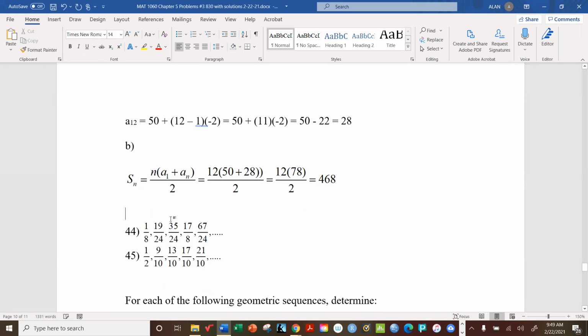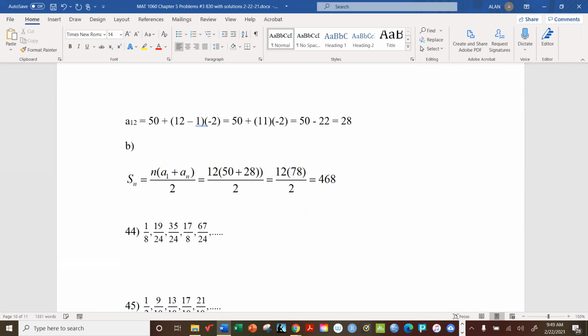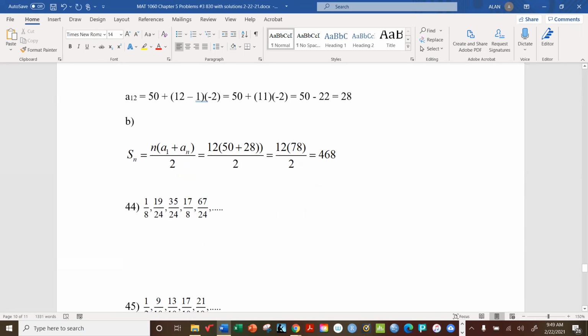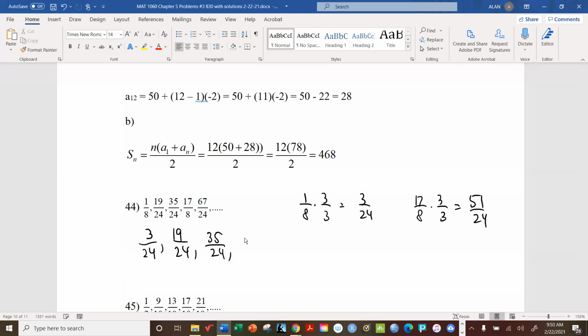All right, now what's going on here? Now, if you look at it, you might say, well, I don't get it. Here's a helpful hint. Why don't we convert these all into a common denominator? All right, so if I do that, for example, 1/8 is actually 3/24. How do you know that? Then we'll have 19 over 24, 35 over 24. Oh, here we go. 17/8 is the same as 51 over 24. Then we have 67 over 24.